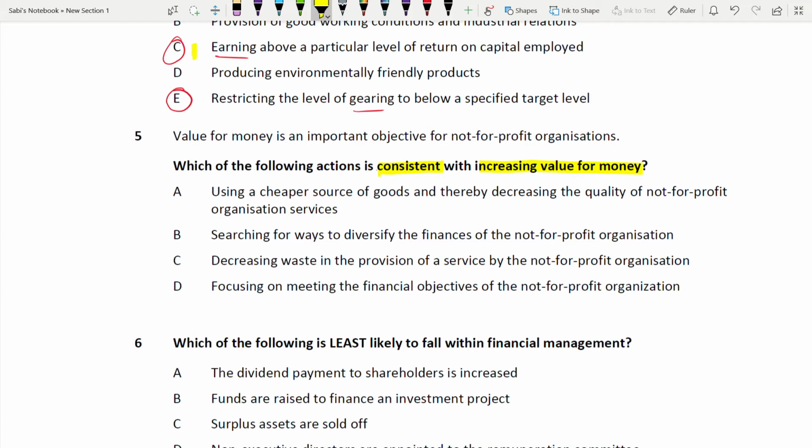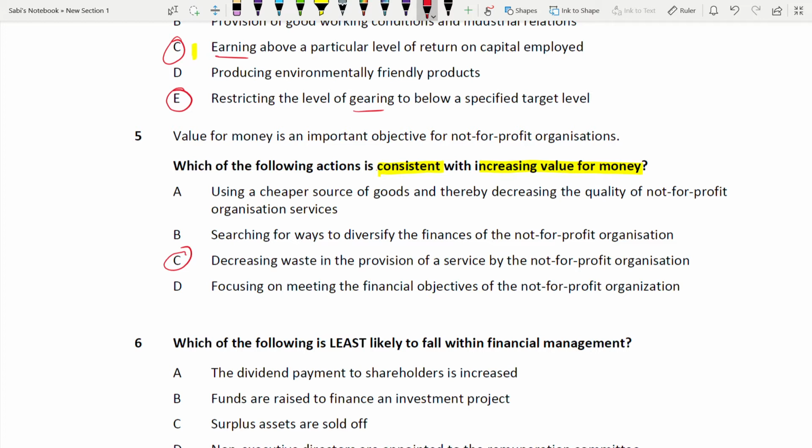Yes, C looks correct because you are decreasing waste. You are being efficient now. And D. Focusing on meeting the financial objectives. We all know that a not-for-profit organization does not have financial objectives. So the answer is C. It's clear from that, right?